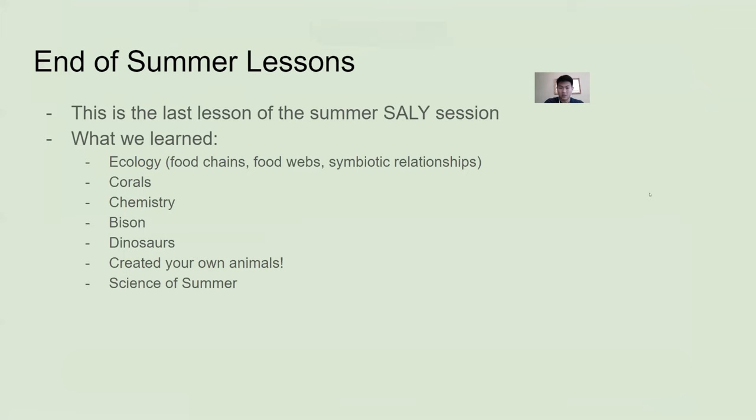So as you guys might know, this is the last lesson for this summer. So from this summer, we learned a lot of things. In the beginning, we learned about ecology, symbiotic relationships, food chains, food webs. Then we learned about a lot of fun things like corals, chemistry, bison, dinosaurs. You created your own animals. And today we learned about the science of summer. So we learned a lot of things from a lot of different areas. And a lot of these are things that you probably don't learn a lot in school. So that was my goal.